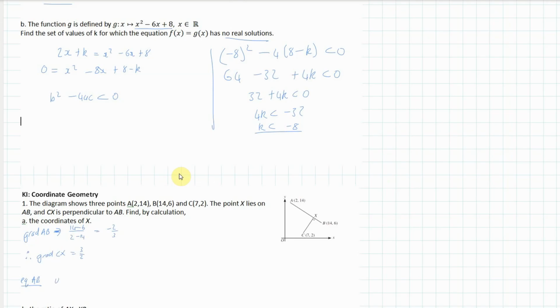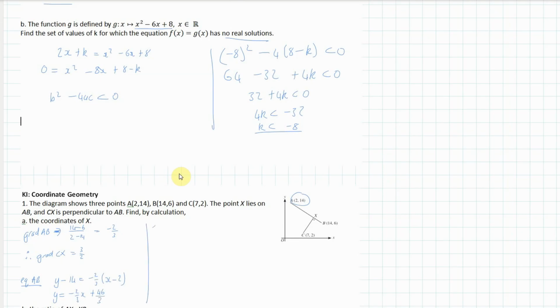So that's going to be y minus, I'm going to use these coordinates here, y minus 14 equals negative 2/3 x minus 2, and I'm going to rearrange that. Now when I do that, I get negative 2/3 x plus 4/3 plus 14, and that gives me plus 46 over 3 when I do that.